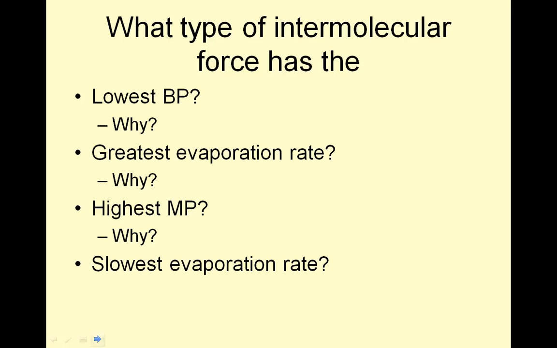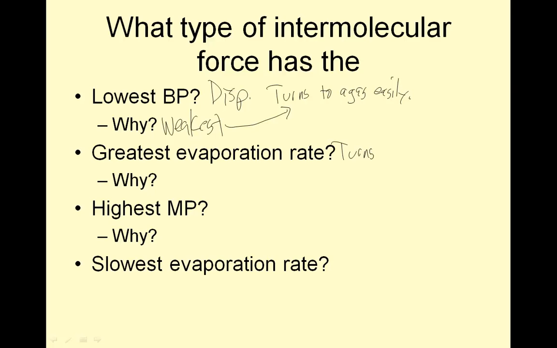What type of intermolecular force has the lowest boiling point? Lowest boiling point would be the weakest force. The weakest one is dispersion. Greatest evaporation rate. Now, the lowest boiling point means it turns to a gas easily. So if it turns to a gas easily, that means it is not very attracted to itself, right? So if it's very weak, it will not stay together as a liquid. Greatest evaporation rate means it turns to a gas easily too. Now why would it turn to a gas easily? Because it's not very attracted to itself. So that means it's the weakest is what we're looking for, which would be dispersion forces.